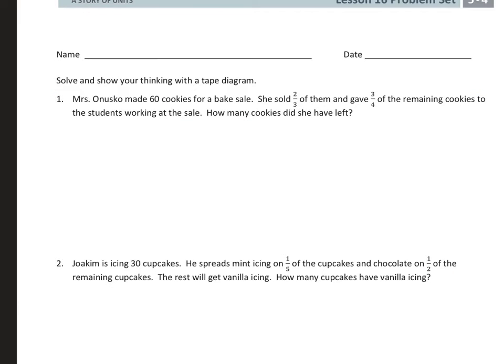All right, let's do some word problems here. Before we start, let's make sure we know what we're going to be doing. We're going to be solving and showing our thinking with a tape diagram to model the word problems. So let's do number one together.